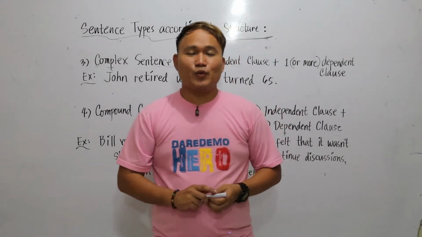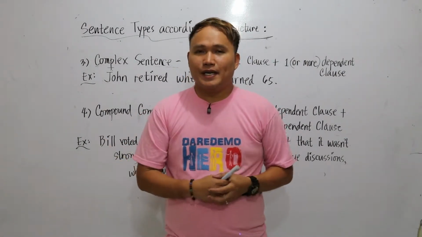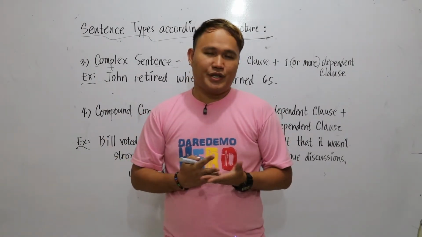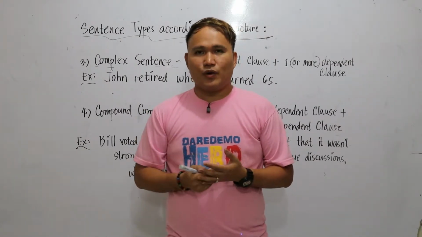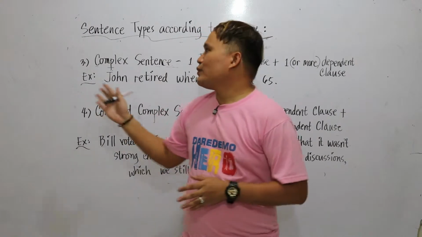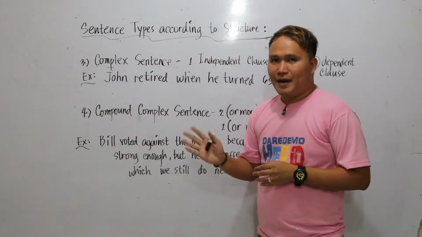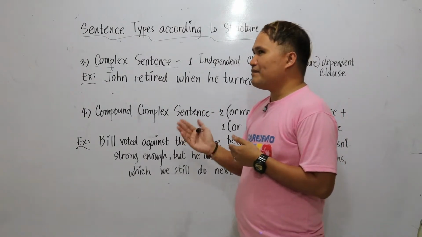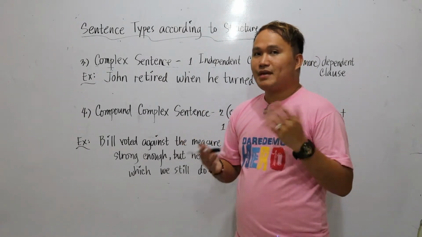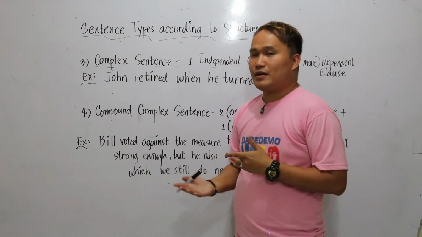Hi there everyone, welcome back to English Hero, and right now I'm going to continue to discuss to you the rest of the types of sentences according to structure. We're down with complex sentence and compound complex sentence. Now, how can we know that that sentence is a complex sentence? That's what we're going to tackle, okay?